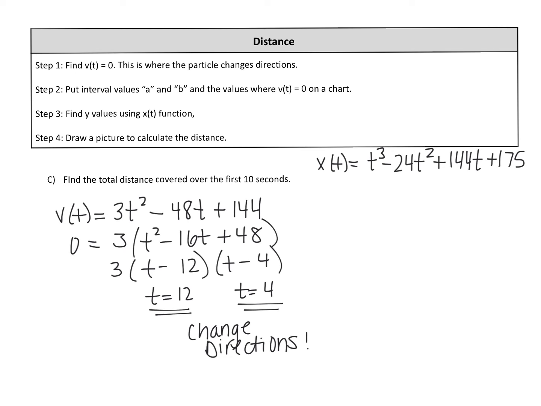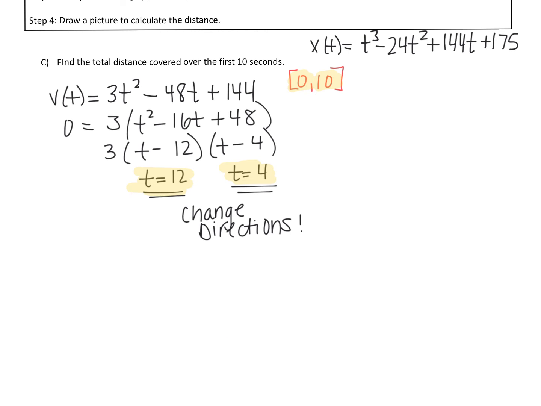And these values are extremely helpful for us because we need to use these values along with the endpoint of the interval for the 10 seconds. So from 0 to 10 is my interval, right? So these values, I'll highlight it here so you have them. So the values of 12, 4, 0, and 10 need to go on a chart. But more specifically, they need to go on our x of t chart, or our distance. So we've got t, and then we have x of t.